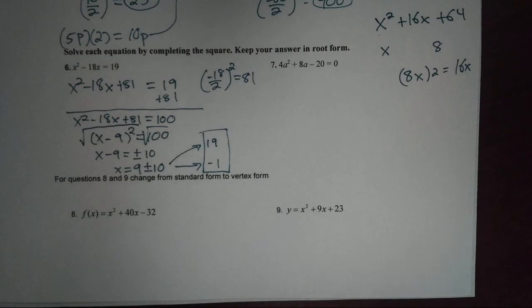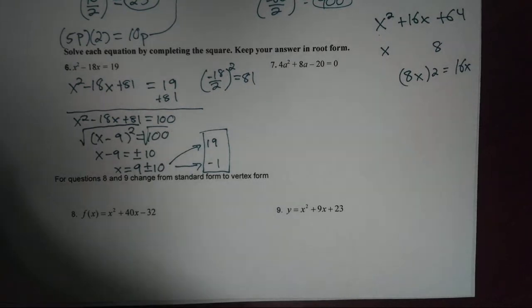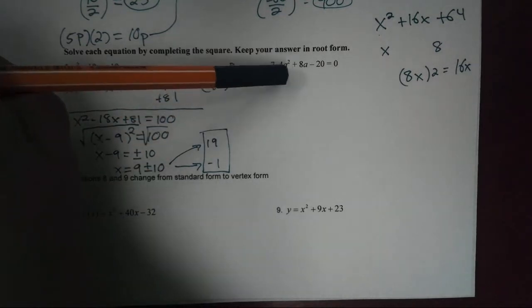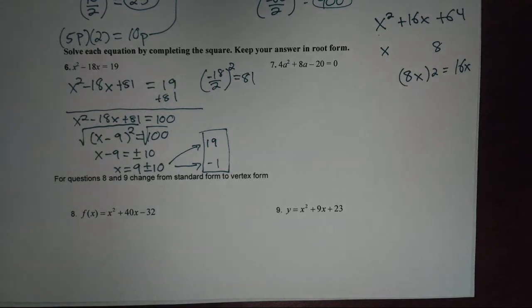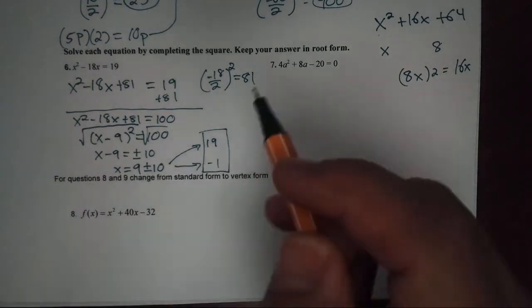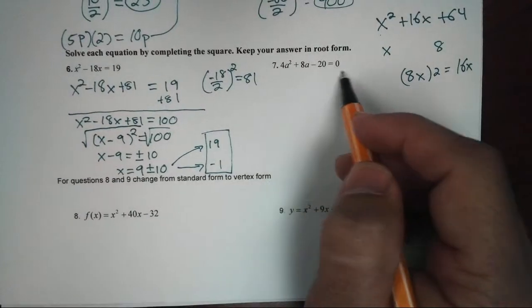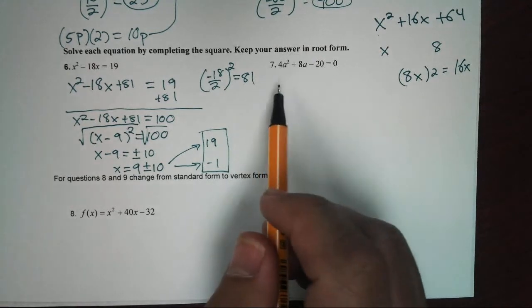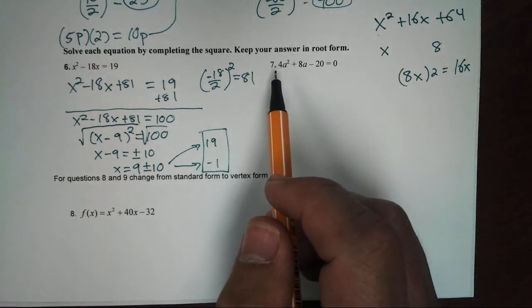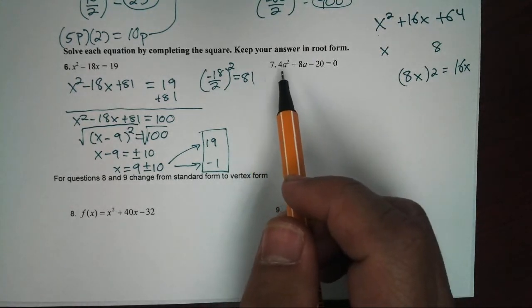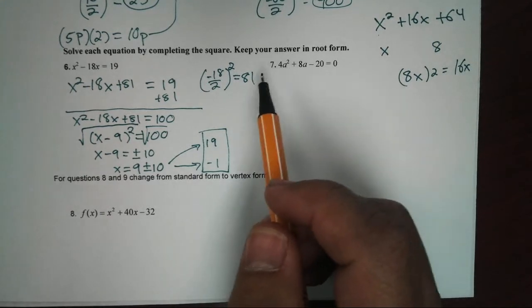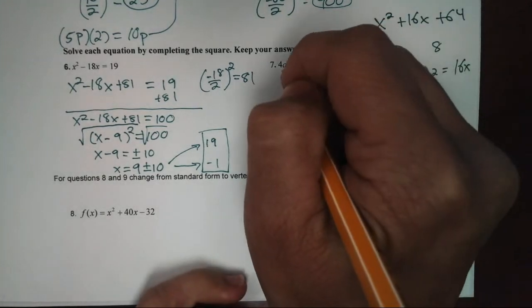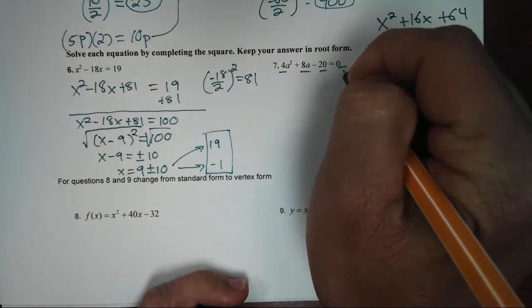Number 7 is a little bit different because you've got a 4 in front. So there's a few different ways of doing this. One way is you can divide every single thing by 4, so you don't have that leading coefficient. And that's great when you're solving for variables. So I think that's what most people have been having the most success with. So let's try it that way. So I'm going to divide everything by 4.